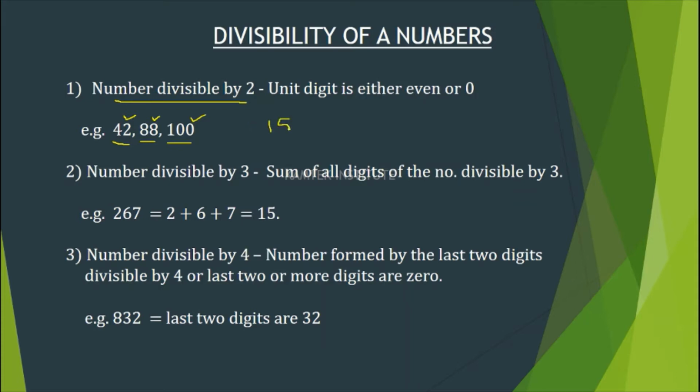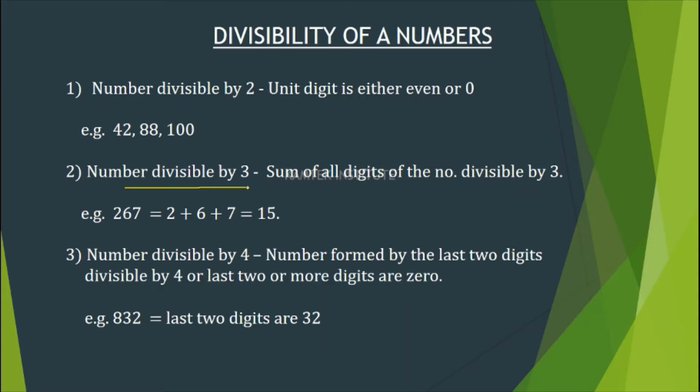Supposing we had a number 15. Now 15 has 5 in the unit place, which is an odd number, so it is not divisible by 2. Or for that matter, we had a number, say 27. 27 has 7 in the unit place, which is an odd number, so again it is not divisible by 2. Right? Next we have how to check whether a number is divisible by 3.